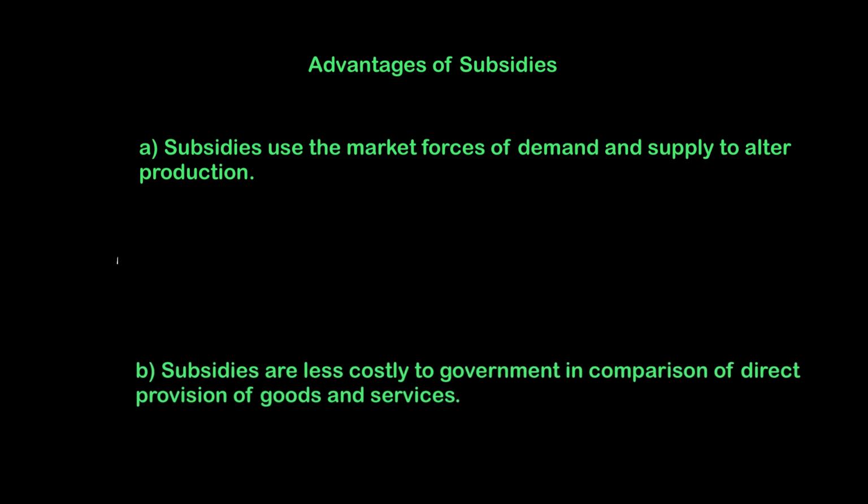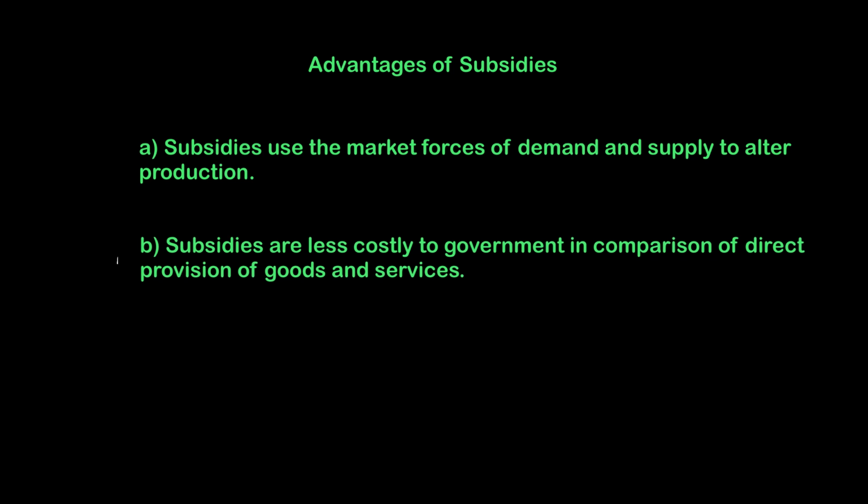Secondly, subsidies are less costly to government in comparison with directly providing a good. So, for example, if there is a vaccine producer, the government will give a subsidy to it so that it can make it affordable for the producer and therefore consumers. On the other hand, if the government itself makes it, then they need to buy a plant, set up a plant, and it will be very costly to increase the supply in that case.